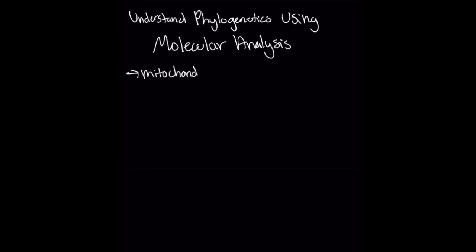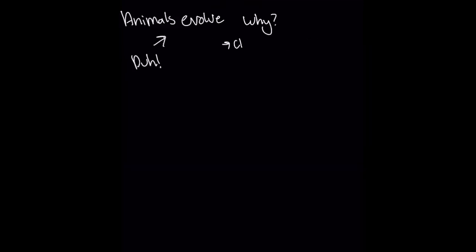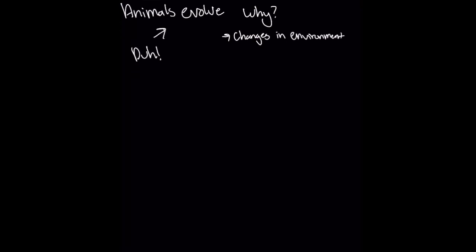Scientists are able to study and understand phylogenetics using molecular analysis. Data can be gathered from mitochondrial DNA, ribosomal DNA, and certain cellular proteins. Many evolutionary relationships have been determined due to molecular evidence. Animals evolve, we know that by now. But why? A major reason is changes in environment.